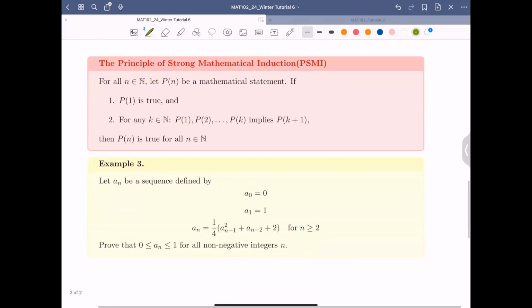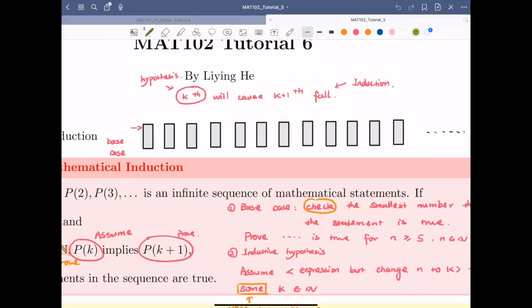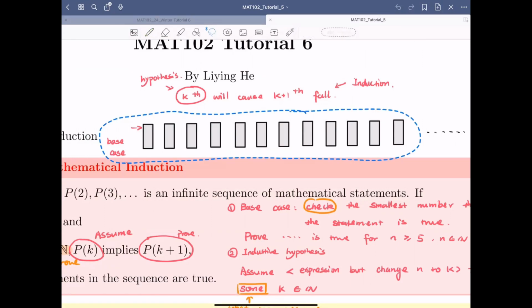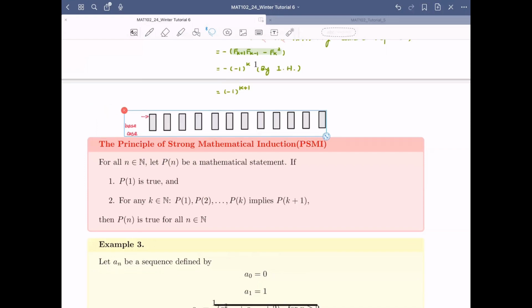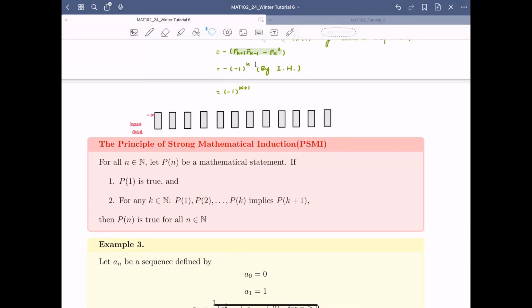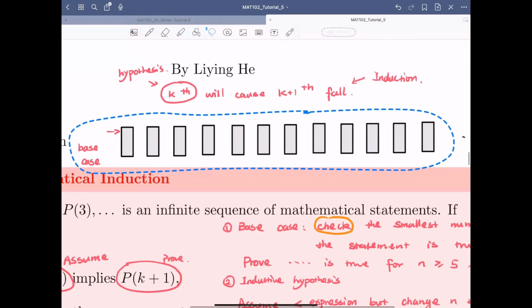9 minutes left. Let's talk about strong induction. I'm gonna go back and use my dominoes again. Here, I'm only gonna talk about concept, not questions, not examples. Next week we'll do examples. So let's recall using dominoes what's happening in induction, and we'll see the difference.